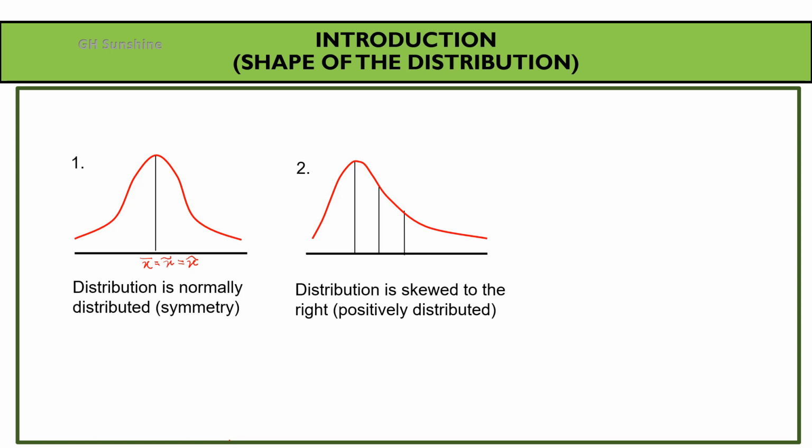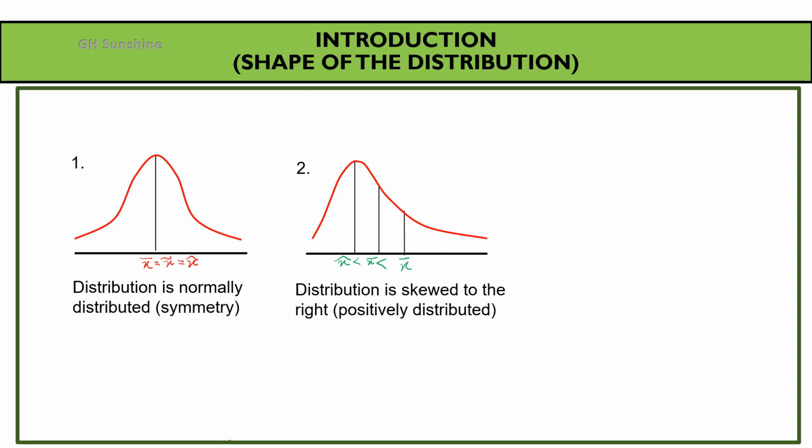Second, distribution is skewed to the right when the mean is greater than the mode. So mean will be at the right side. So here mean and then median and last one is mode. Positively distributed.